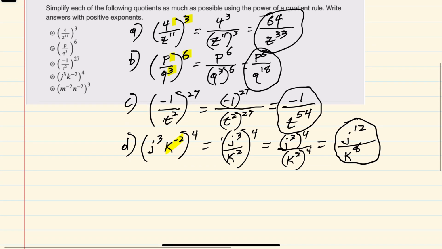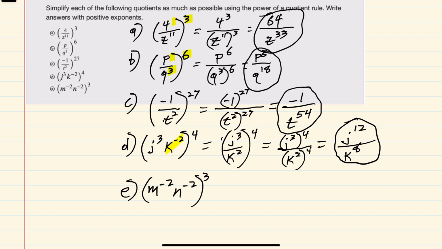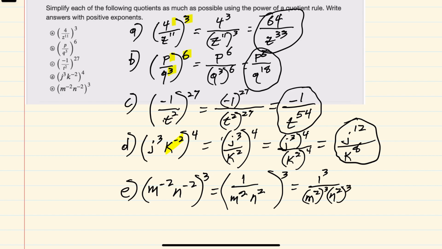And then for our last example, e, we have two variables inside the parentheses, both raised to negative exponents. So I can remove those negative exponents from the beginning by moving both to the denominator, and they are still raised to the 3rd power. And now the numerator needs to be raised to the 3rd power, as well as each one of the values in the denominator. So m squared is raised to the 3rd power, and n squared is also raised to the 3rd power. Simplifying 1 to the 3rd is just 1.